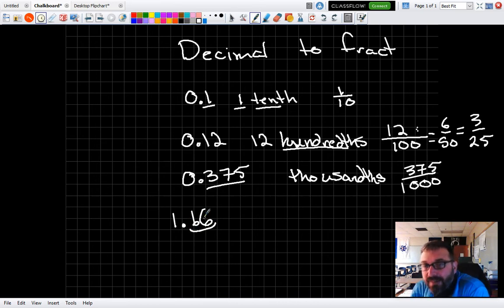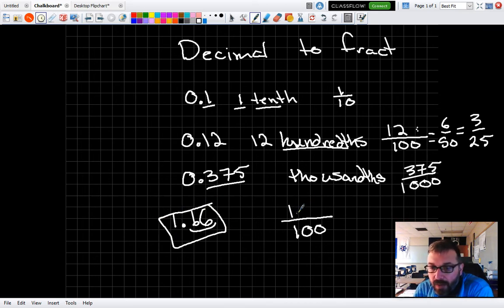Because I have 66 hundredths, I am going to put it over 100. But there are not just 66 of them. There are 166 of them. So you'll actually take that whole number, okay? And if you were to pull the mixed number out of this, you would get 1 and 66 over 100, which would be correct as well if you just did the 66 hundredths. Just make sure that you get your 1 in there, okay?